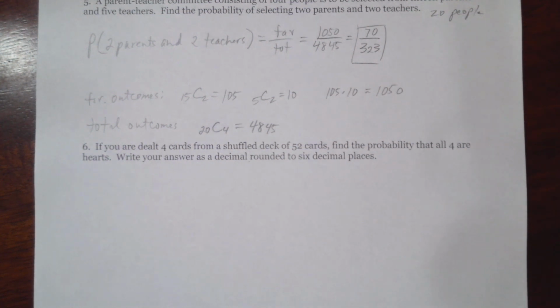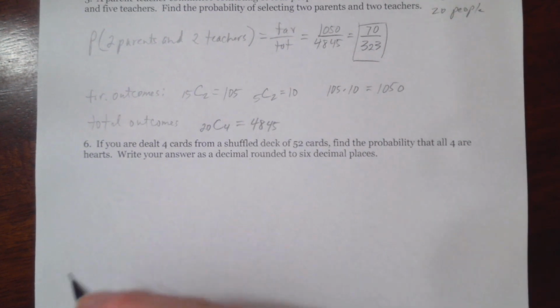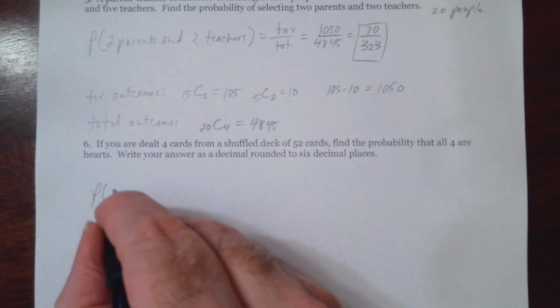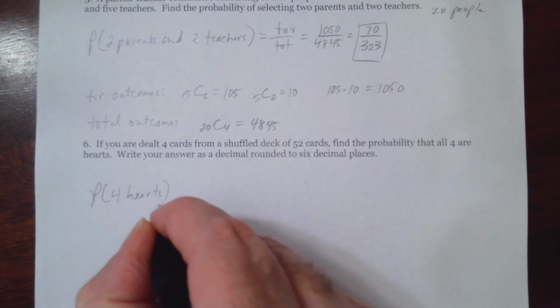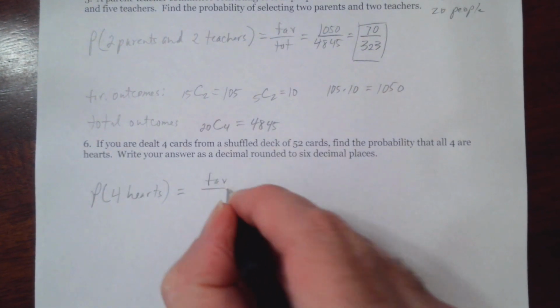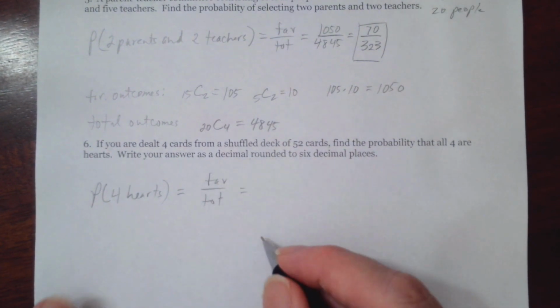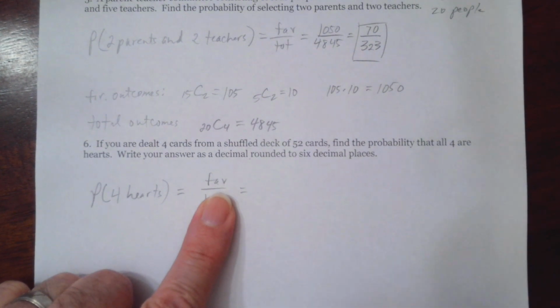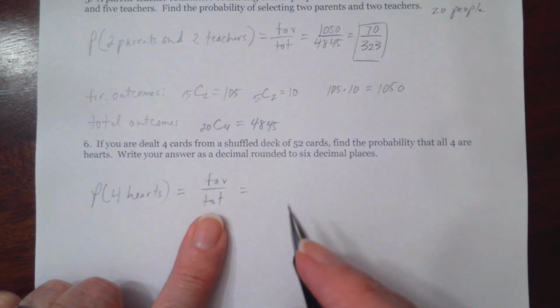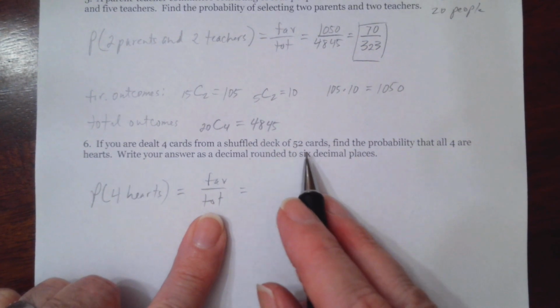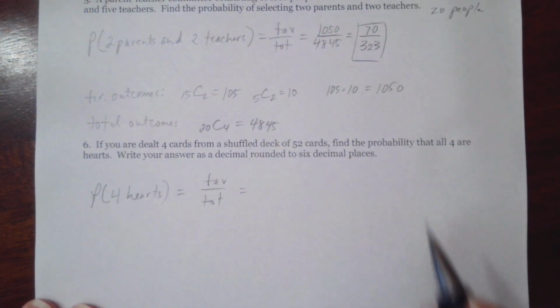All right, so if you are dealt 4 cards from a shuffled deck of 52 cards, find the probability that all 4 are hearts. Write your answer as a decimal rounded to 6 decimal places. Okay. So the probability of getting 4 hearts is the number of favorable outcomes divided by total outcomes. Of course, favorable outcomes is the number of ways you can get 4 hearts. And total outcomes is just the number of ways you can choose 4 cards from 52 unique different cards.